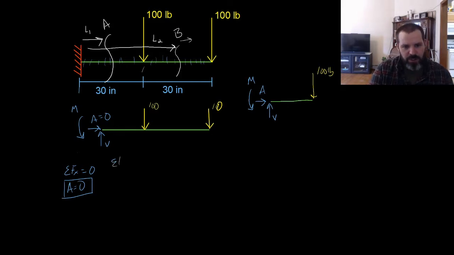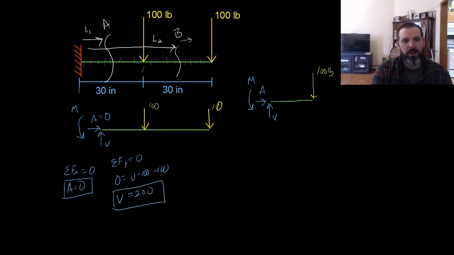If I sum forces in the y, it has to equal 0. 0 is going to equal B minus 100 minus 100. I'm going to know that my shear force is going to be equal to 200 anywhere between the support and the first point load.